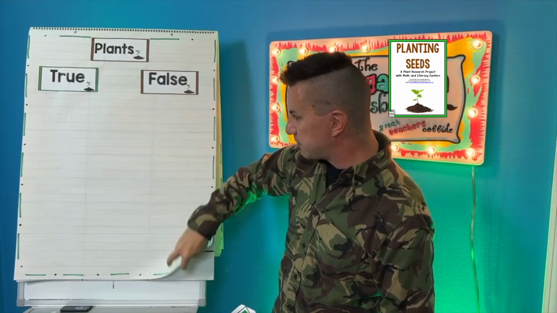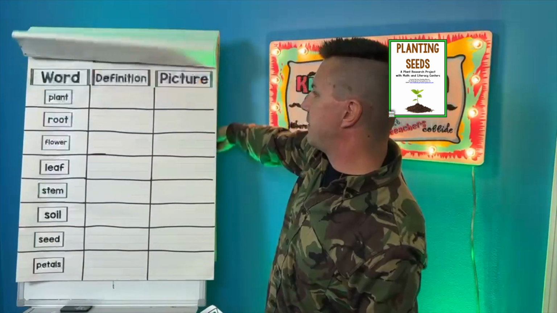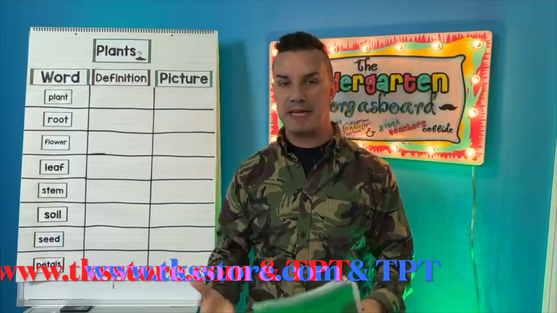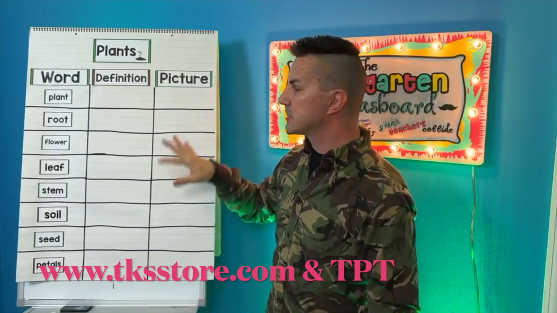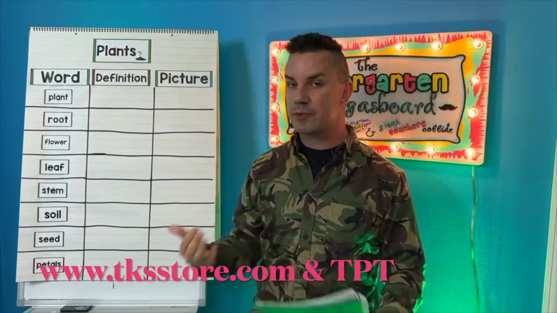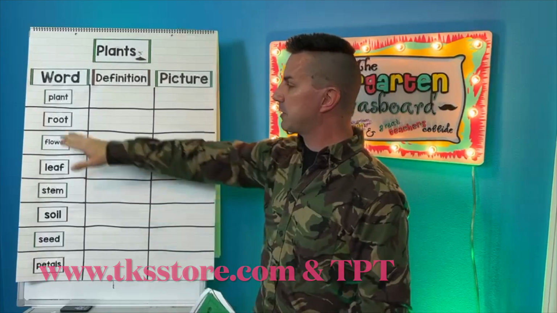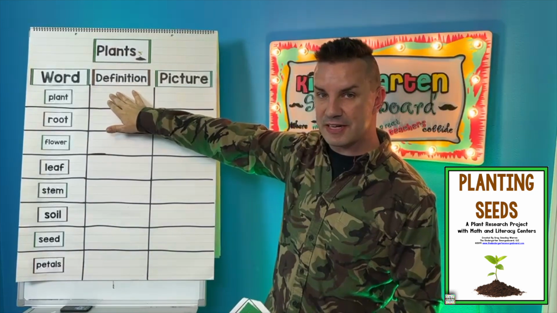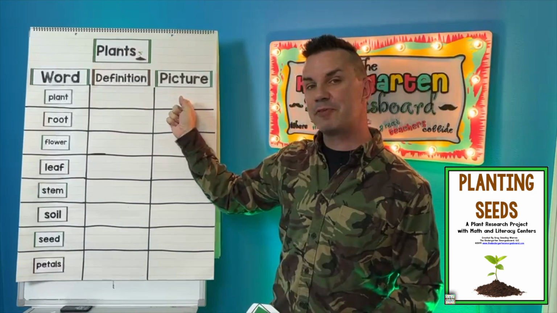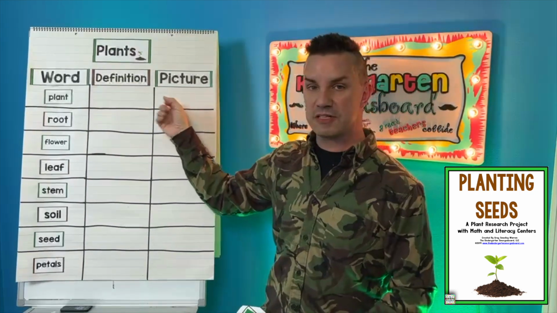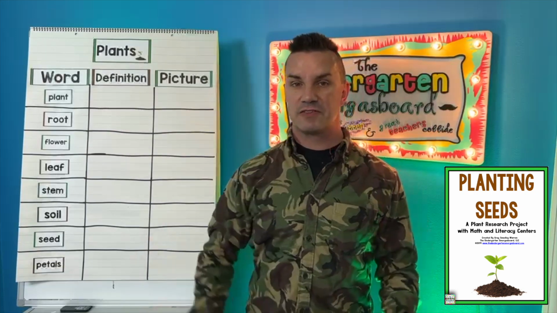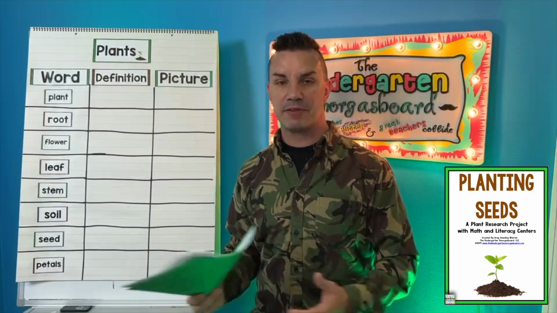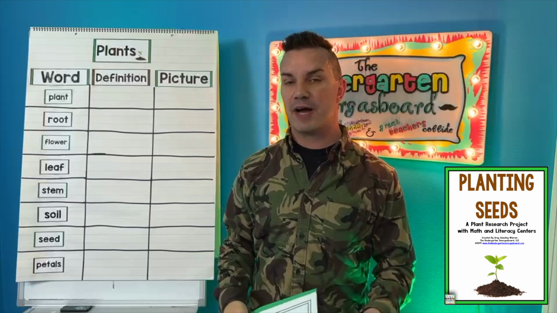Ongoing throughout the research project is vocabulary. We know this is a huge piece of the learning puzzle for our students, so we build our vocabulary chart as we go through the research project. The students come up with the definition, so it's a student-created definition, and the students come up with the picture or pictures to draw for the words.